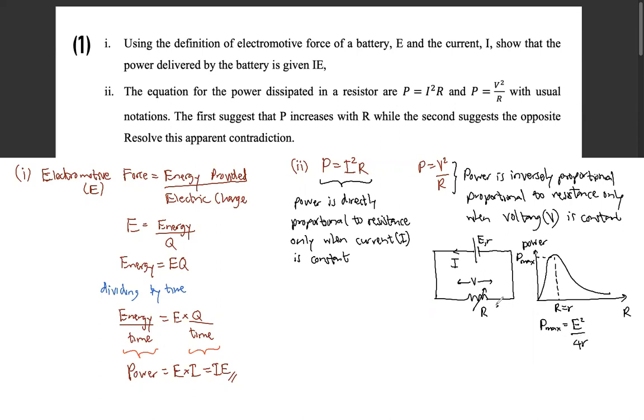R, E by 2R, squared of that here. R squared of E squared over 4R. That is maximum power. I think if you can explain these two, it's enough. So you can always say that the power will increase with R, or you can always say that the power will decrease with R. It depends on the magnitude of R. Based on that, you can say.